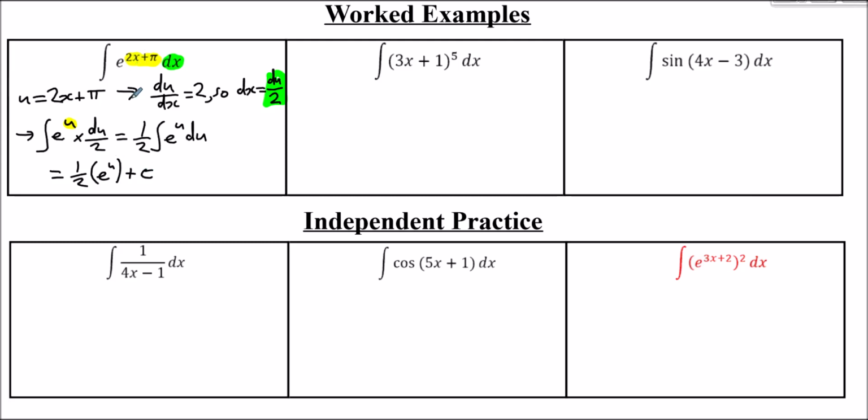So actually u was initially 2x plus pi. So replacing u with what u actually is, we have half e to the 2x plus pi, plus of course the arbitrary constant of integration.